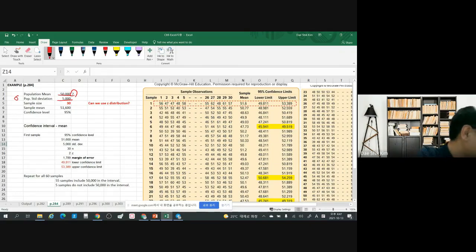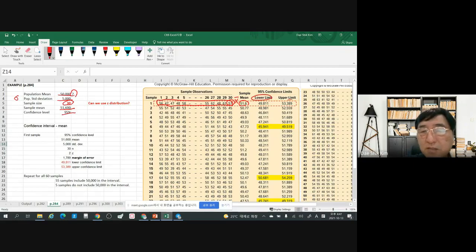Sample size. In the fifth row, Town Bank decides to choose a sample size of 30 observations. X1, X2, up to X30. And then calculate this X bar. And 95 confidence level. Then what is the lower limit and upper limit? They want to check it.